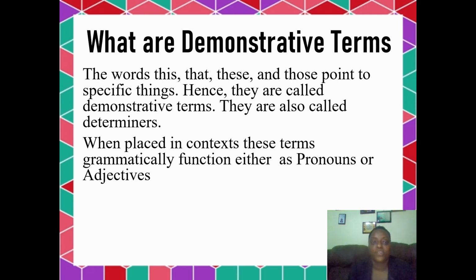So what are demonstrative terms? The words this, that, these, and those point out specific things, hence they are called demonstrative terms. They are also called determiners, but there are other terms in the family of determiners. When placed in context, these demonstrative terms function grammatically as either demonstrative pronouns or demonstrative adjectives. In this lesson, we will figure out when the words are functioning as pronouns as against when they are functioning as adjectives.